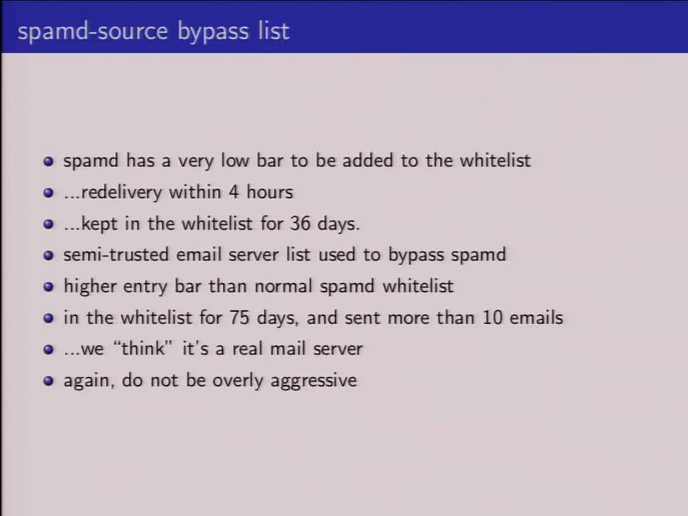The bypass list, also commonly known as a whitelist: SpamD itself has a fairly low bar to be added to the whitelist. Under the default configuration, if they try again within 4 hours, then they will be added to the whitelist, and they stay on the whitelist for about 36 days. That's enough time for the monthly mailman password reminders or other very low traffic things to not be delayed. We want to distribute a list that's slightly more difficult to get on, because if we just simply do that, then if one spammer gets through to any of the upstream peers, then he can get access to all of them. So currently it's set so that they have to be in the whitelist for 75 days and they have to have sent more than 10 emails during that time. And then we think it's a real server.